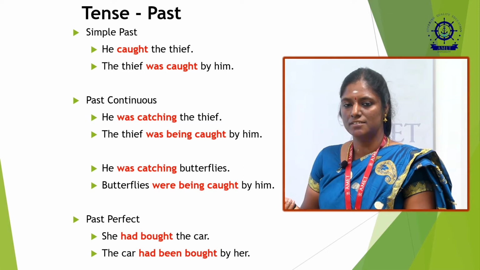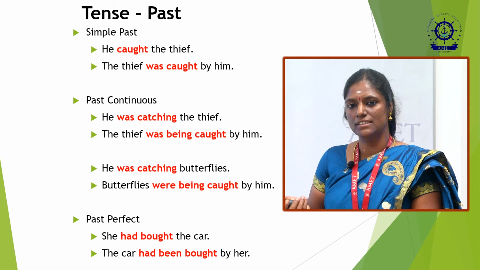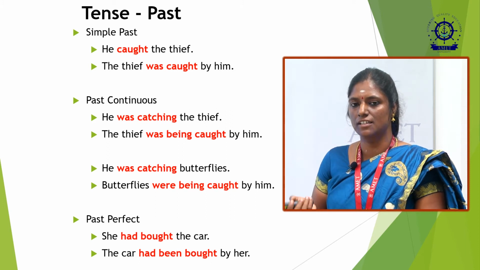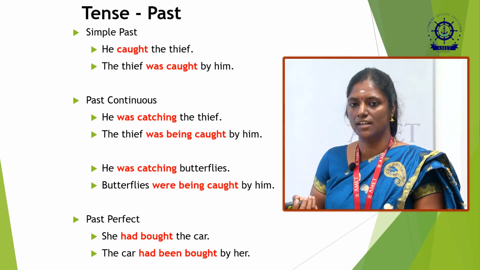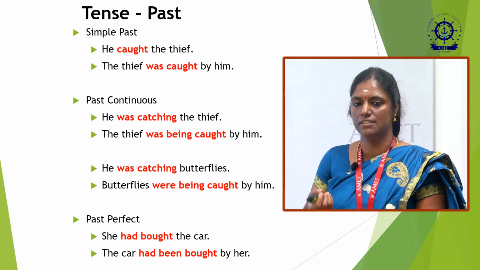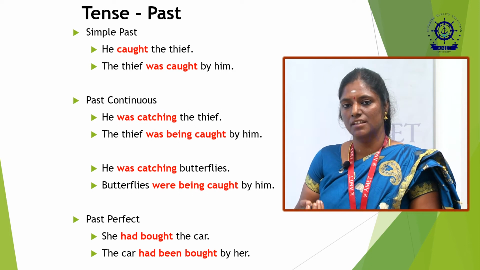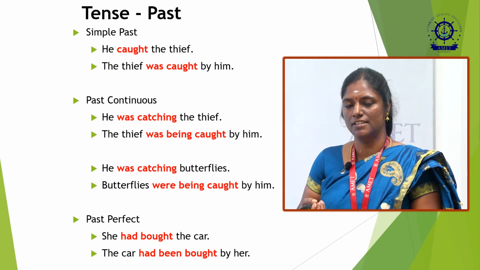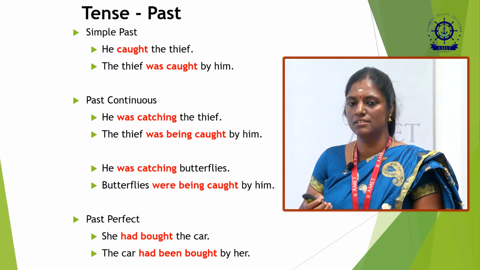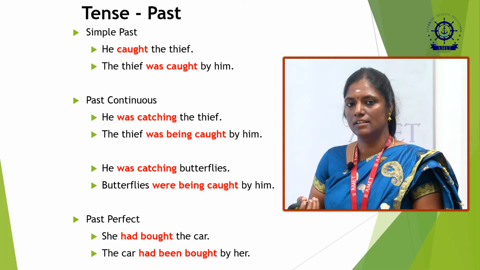Let's move on to past continuous tense. He was catching the thief. Again, keep that in mind: for progressive or continuous tense, we have to use being in passive voice. He was catching the thief. The thief was, again singular, so we are using was here, was being, B-E-I-N-G. The thief was being caught by him.